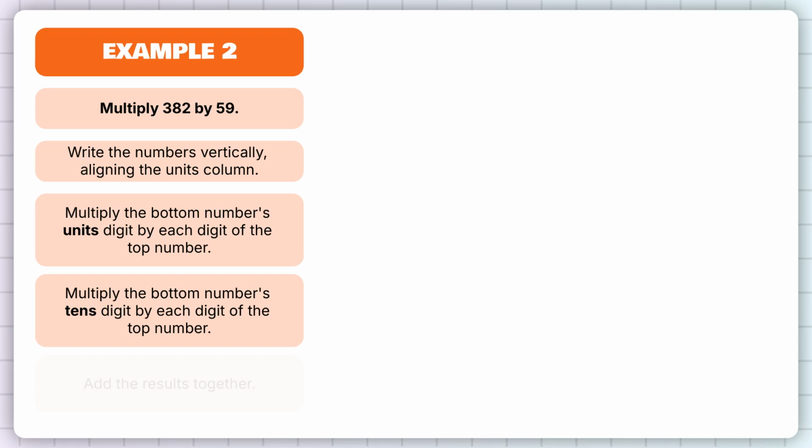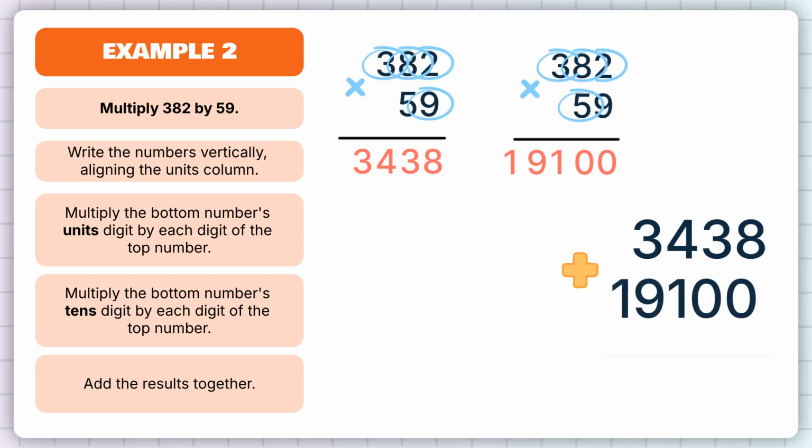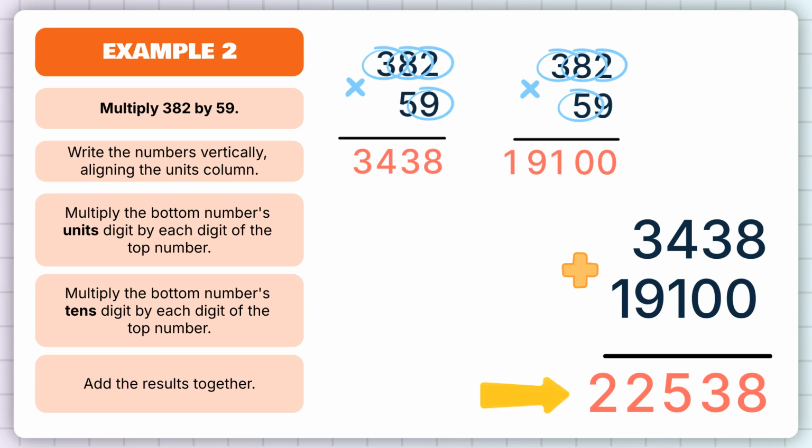Step 4 is to add the results together. 3,438 plus 19100 is equal to 22538. As such, 382 multiplied by 59 is equal to 22538. By following these steps and practicing with a range of numbers, you'll become proficient in long multiplication and ready to tackle more complex multiplication problems.